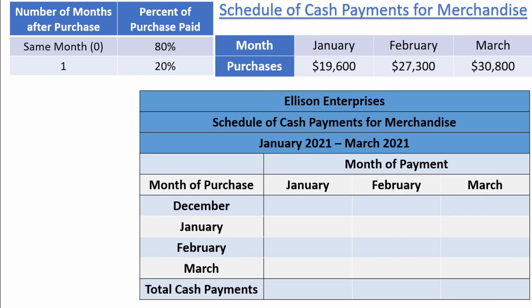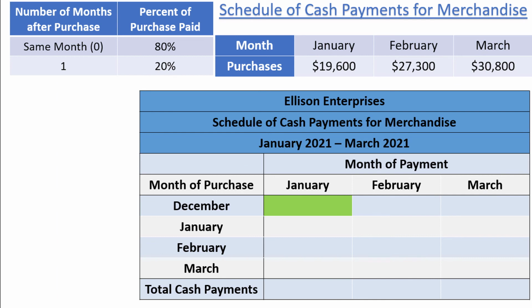The schedule of payments for merchandise has a similar form to the schedule of cash receipts from sales. We have the month of payment as the columns and the month of purchase as the rows. Our goal is to calculate the total cash payments for the 3 months in our budget, which are for January, February, and March. We can start with the December purchases that will be paid in January.